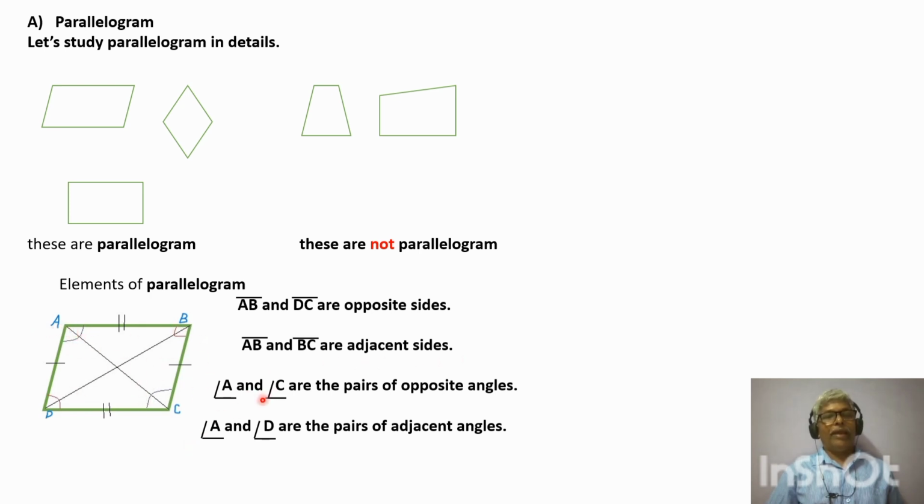Angle A and angle C are the pairs of opposite angles. Getting it? And angle A and angle D are the pairs of adjacent angles. So this is applicable for all of these. This angle is opposite to this, this angle is adjacent to this, B is opposite to D, like that. So these are the minimum elements of the parallelogram.